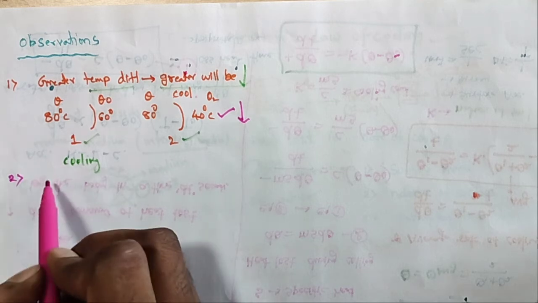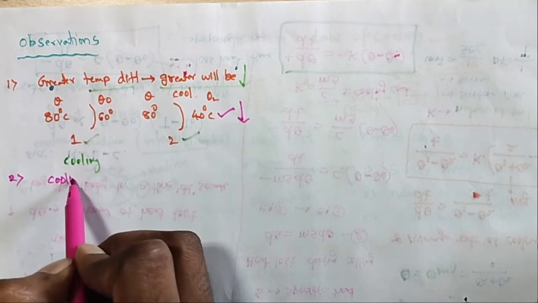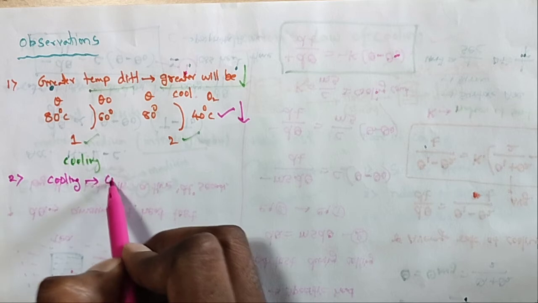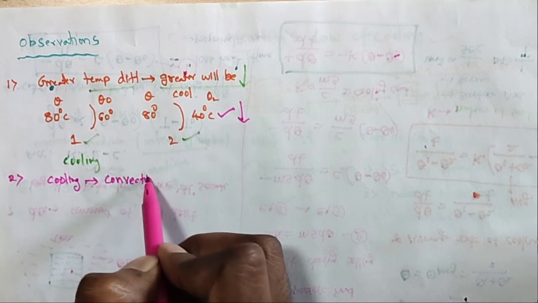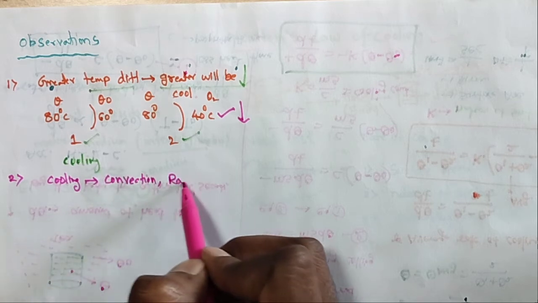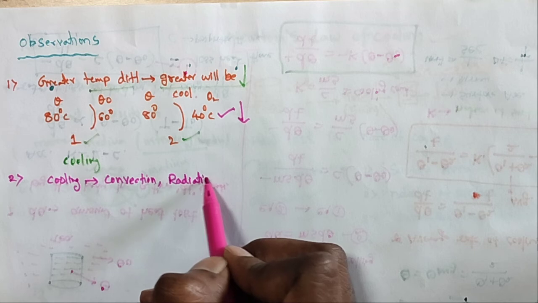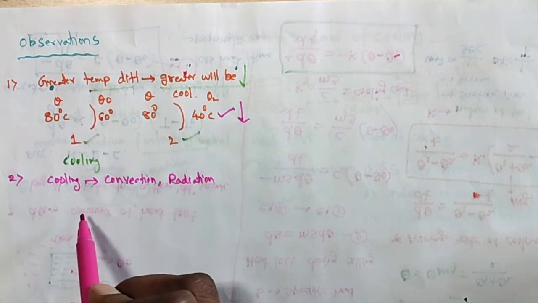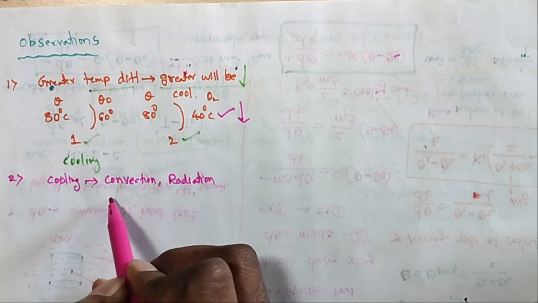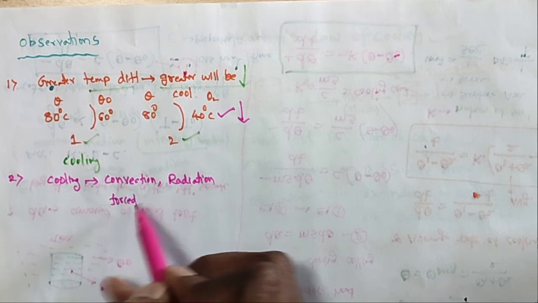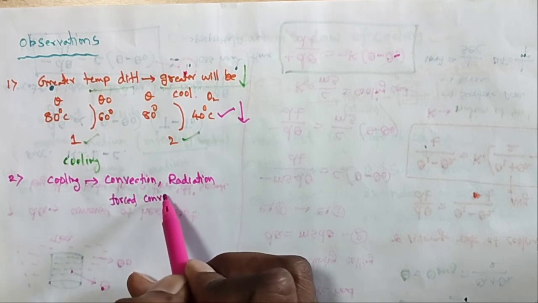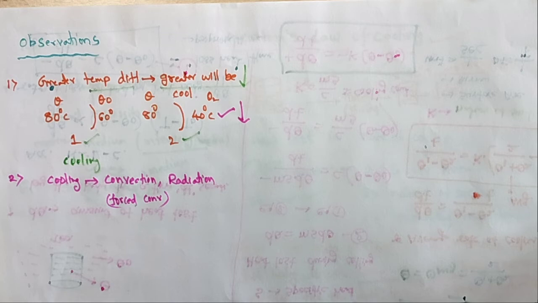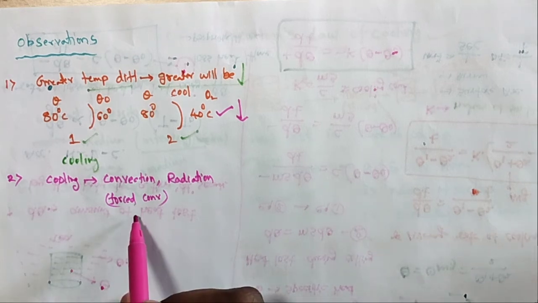Second, this cooling only depends on convection and radiation, not conduction, because heat transfer by conduction is very small. Especially when forced convection is applied, the cooling is very fast.